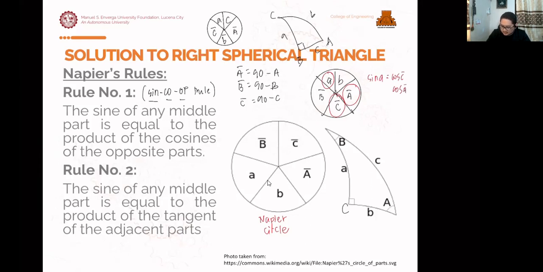So, ito yung known side natin na A, and then yung opposite niya is syempre yung hindi niya katabi, no? So ito yung opposite ng dalawa. So diyan mag-a-apply yung sine co-op rule.